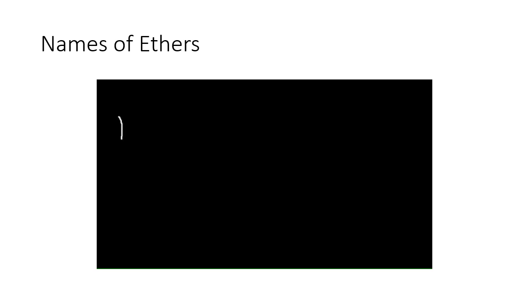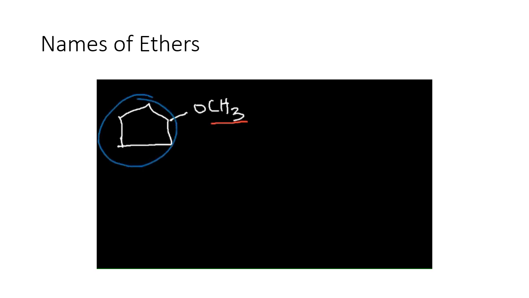Now what about this example? How can we name this particular ether? Let's start with the common name. So on the right, we have a methyl group. On the left, we have a cyclopentyl group because it has a ring with 5 carbons. And C comes before M, so it's going to be called cyclopentyl methyl ether.